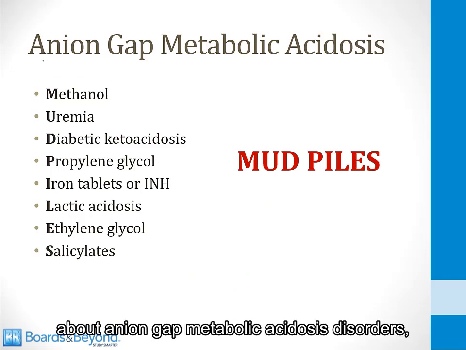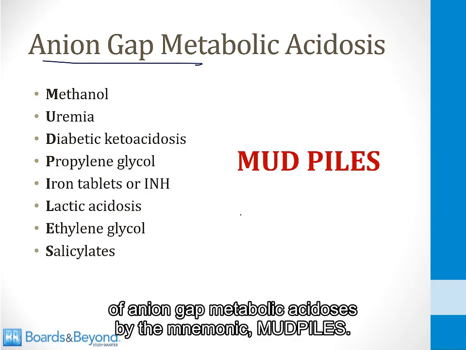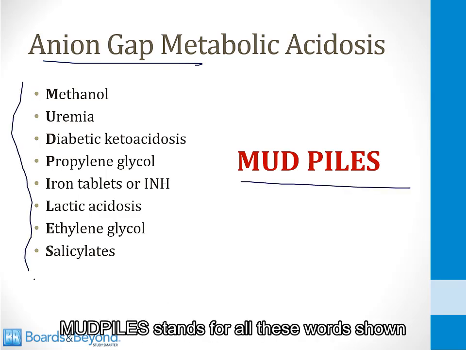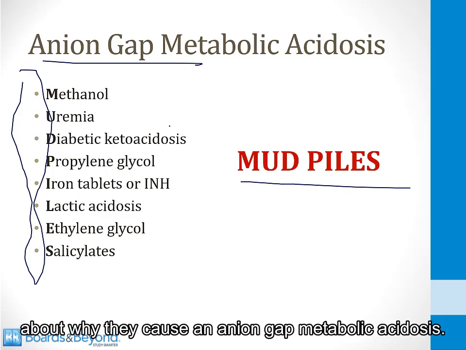So now let's talk about anion gap metabolic acidosis disorders. And for years and years, students have memorized the causes of anion gap metabolic acidoses by the mnemonic MUD piles. MUD piles stands for all these words shown on the screen here, and in the next few slides, we'll go through them one at a time to talk about why they cause an anion gap metabolic acidosis.